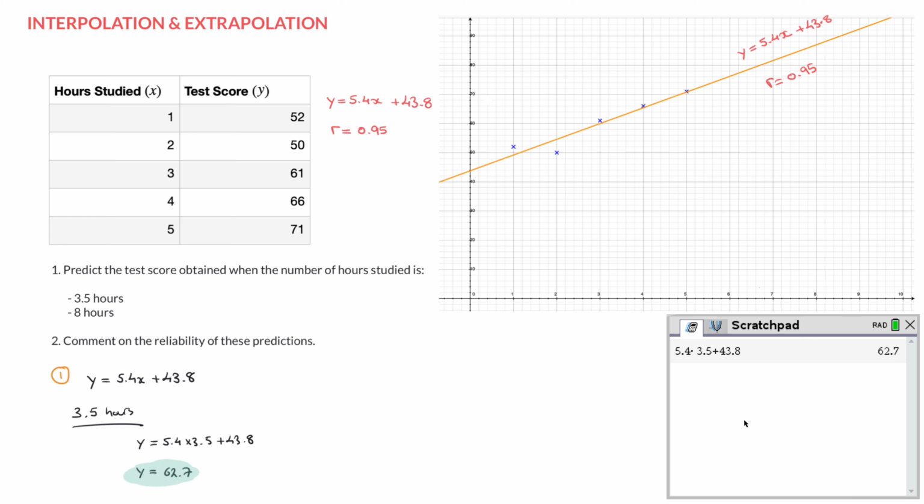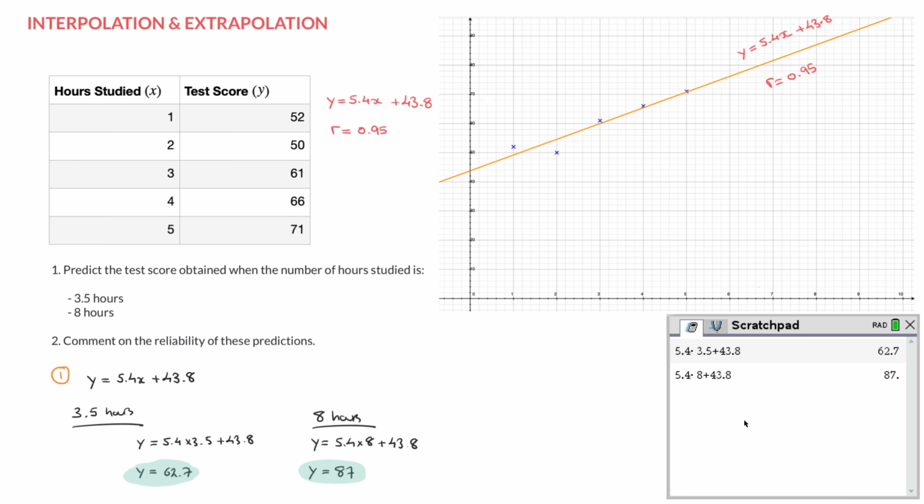There we go. Okay, now let's try and predict the test score we'd get if we were to study for 8 hours. And in a similar way, I'll write 8 hours here. There we go. And now using our model again, but this time replacing x by 8, this leads to y equals 5.4 times 8 plus 43.8. And again, using our calculator, that's 5.4 times 8 plus 43.8. And I click on enter, and we're done. The test score we could expect to get here, according to this model, is 87. And again, I'll go ahead and highlight that answer.